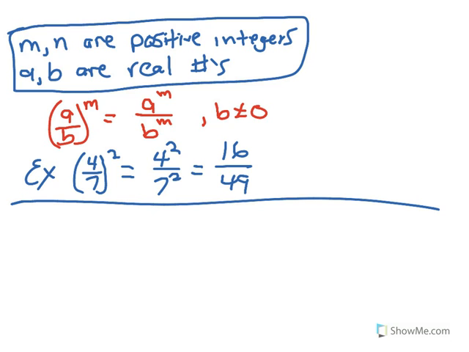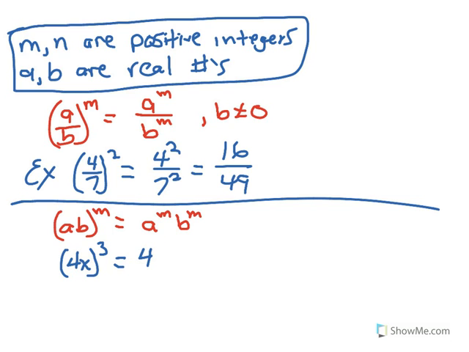Another property is the power of a product. Product means multiplication. Power of that means that after you multiply it, then you apply the exponent. Well, that is equivalent to taking each thing that you're multiplying and raising it to the power. Example, 4x to the third. That would be 4 cubed times x cubed. 4 times 4 is 16, times 4 more, I believe is 64. That would be 64x cubed.